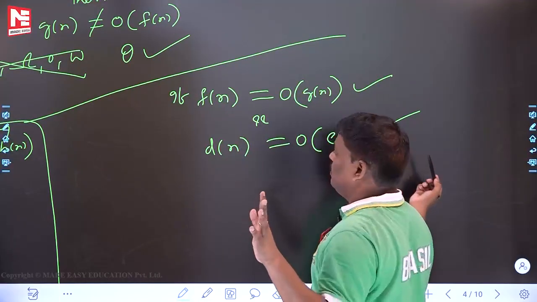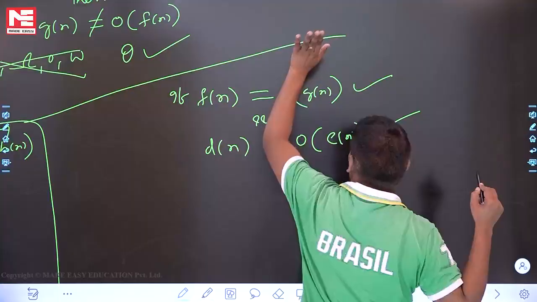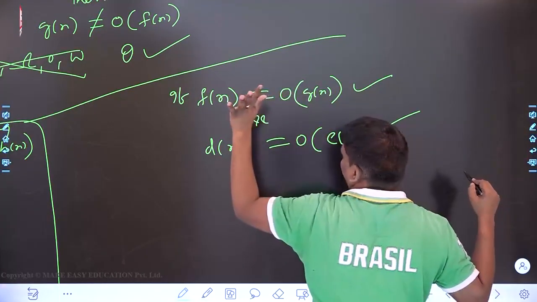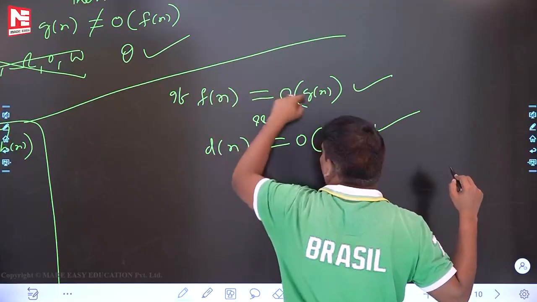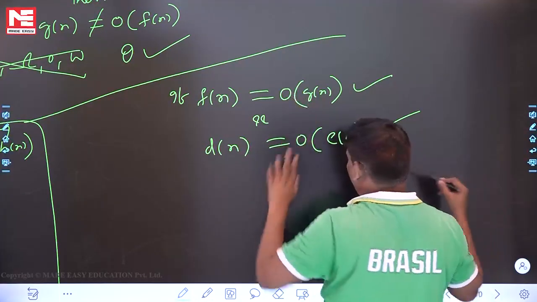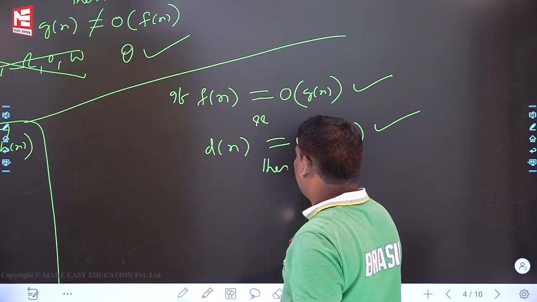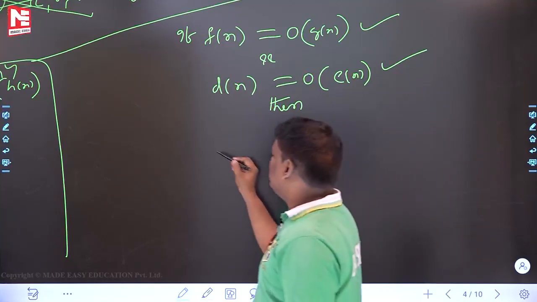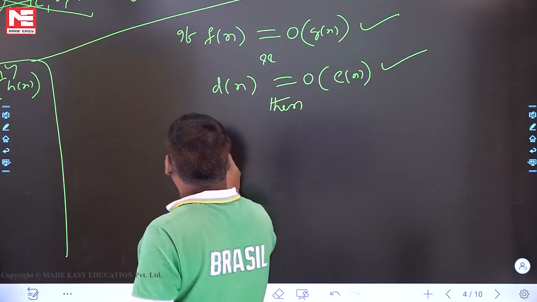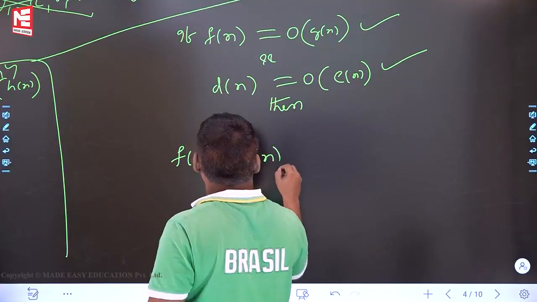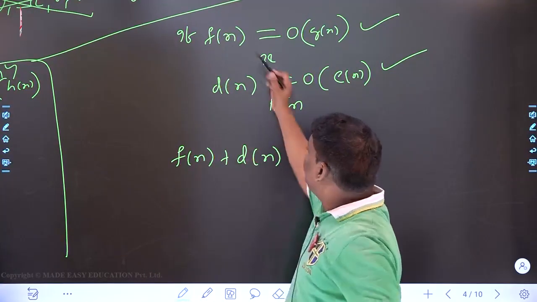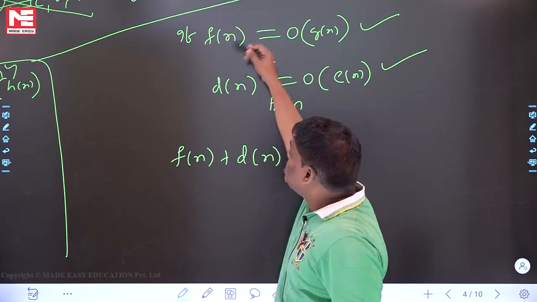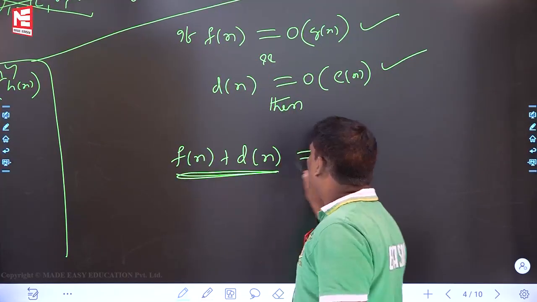Comparing d and e, d is smaller. For f, the upper bound is g. For d, the upper bound is e. What is the meaning of upper bound? Greater or equal. You know this very well. Now, for f and d combinedly, what will be the upper bound? For f, upper bound is g. For d, upper bound is e. That's okay. For these 2 combinedly, who is the upper bound?